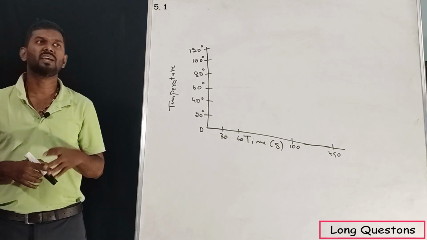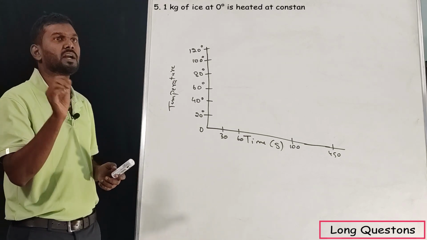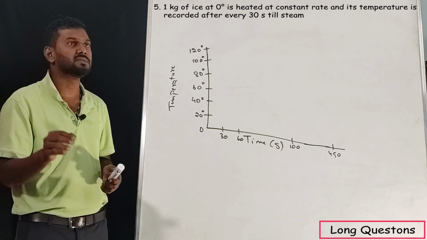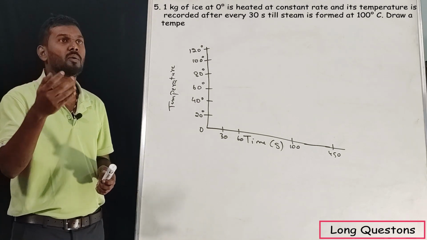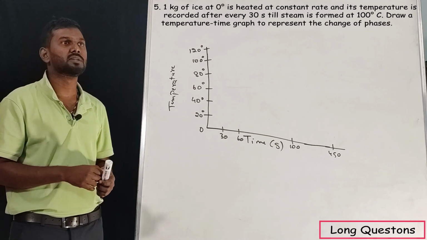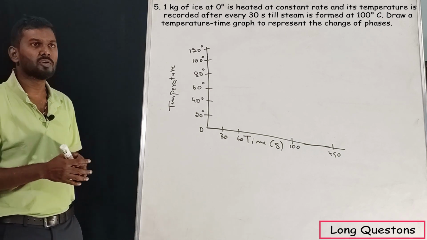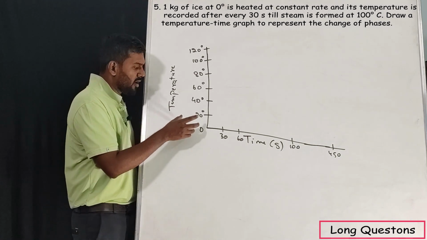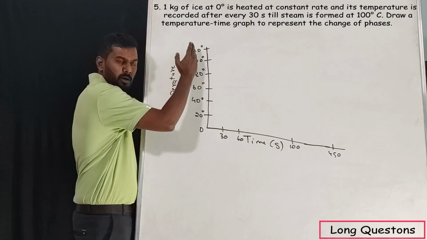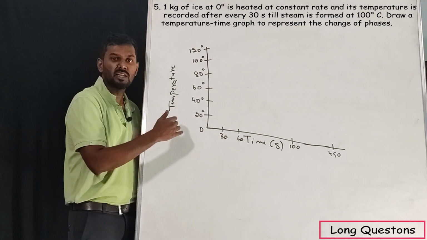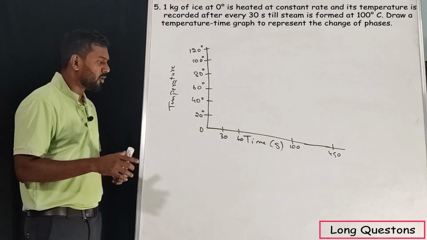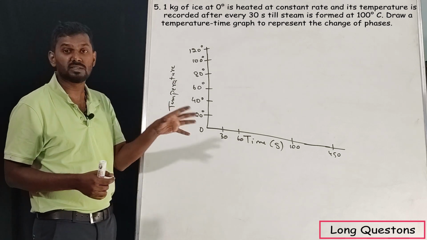Our next question, 1 kg of ice at 0 degrees Celsius is heated at constant rate and its temperature is recorded after every 30 seconds till steam is formed at 100 degrees Celsius. Draw the temperature time graph to represent the change in phases. Very simple question, but one thing you need to know is, when you heat ice, within 30 seconds it will convert into liquid. So you need to make sure that you already know this concept.